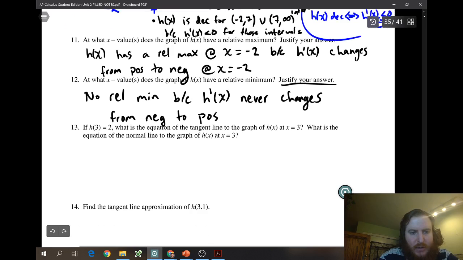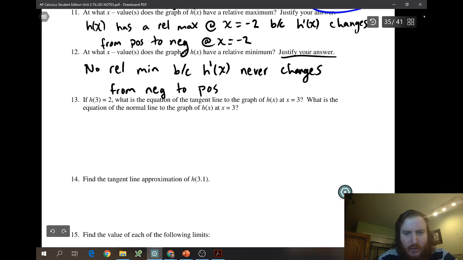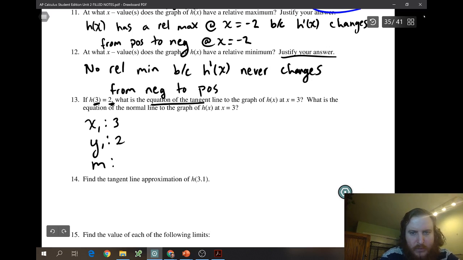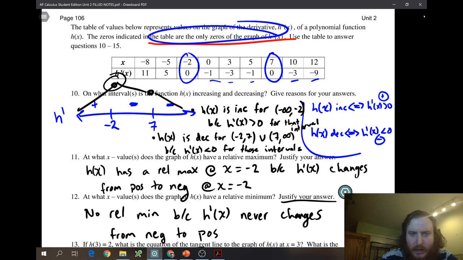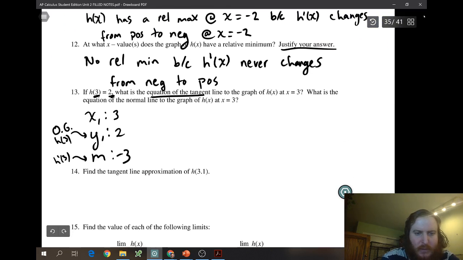Okay, if h of 3 equals 2, what is the equation of our tangent line at x equals 3? So if we ever see equation of tangent line, we always do x1, y1, and m. So x1 is 3, y1 is 2. And then m is our slope. So y1 is always the original, it's always h of x, h of 3. And m is always our slope, it would be h prime of 3. So that's going to actually be on the table here. H prime of 3 is -3. So it's from that table, from the chart. So now we can say y minus 2 equals -3 times x minus 3.